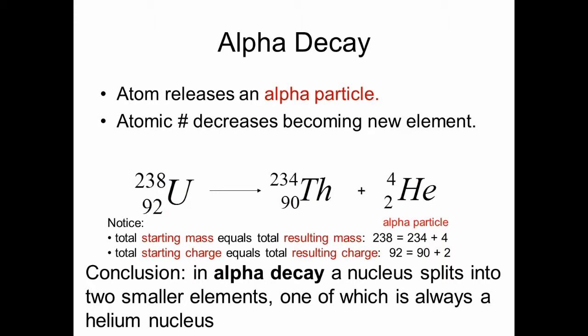So, in alpha decay, just to review, the atomic number changes. It goes down by 4 because it's emitting that alpha particle. The number of protons goes down by 2, and the number of neutrons also goes down by 2.